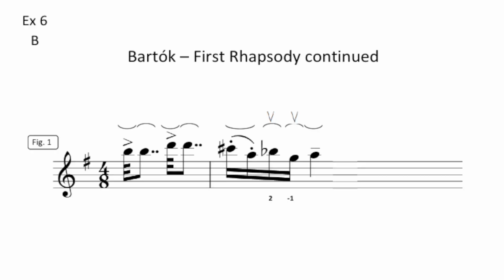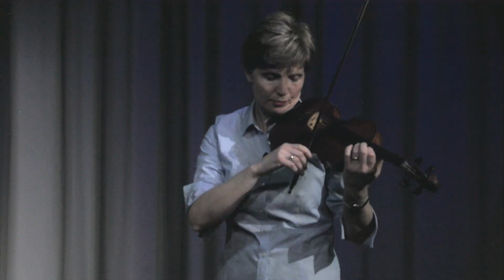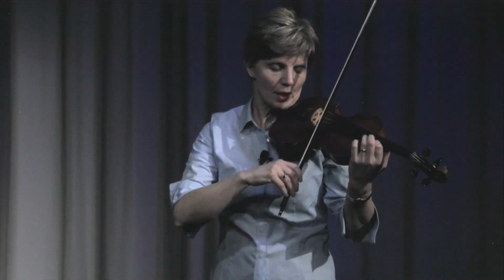Figure 1 in the Bartók shows how the shaping really spins the sound out. Both these are under to over, which helps express the accent and the singing tone of the second note. Under to over. Under to over.